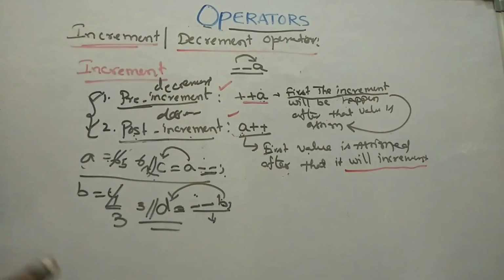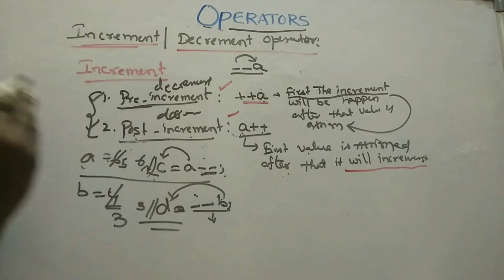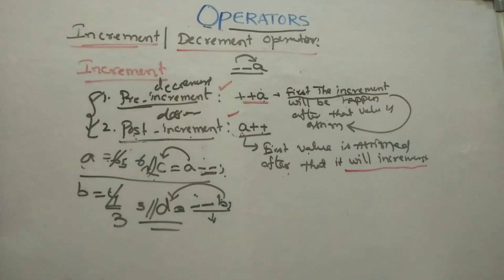Are you clear? What is meant by increment? What is meant by decrement? What is meant by pre and post increment? What is meant by pre-decrement and post decrement? Okay.